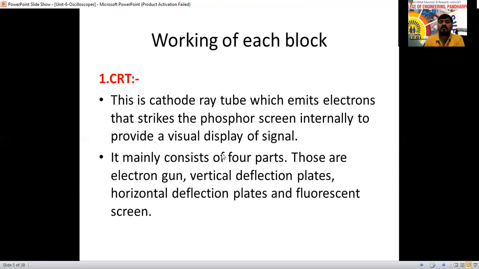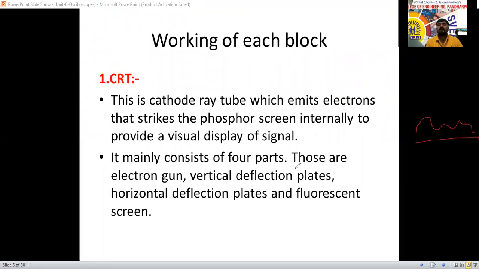Like that, here whatever electrons it is going to emit strike the screen internally to provide the visual display. Means with light only it is going to provide, no? Without any light, whatever lines are visible here, those are lights only. In the CRO, this is light only, no? These are the electrons or light, the visual display we are going to get here.